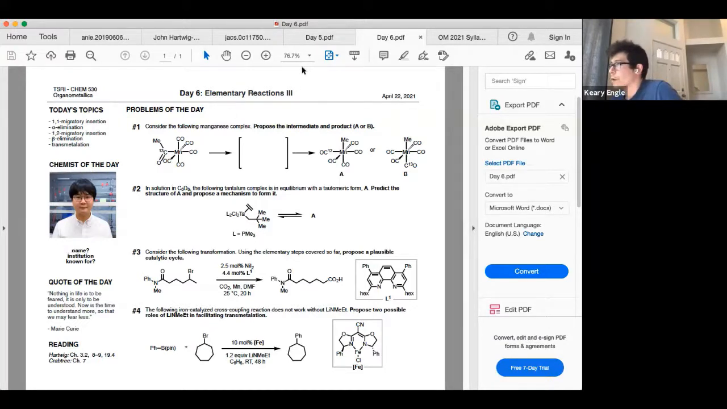All right, the overwhelming majority of people picked A, though that alone doesn't mean that it's right. So Tiffany, can you walk us through your thinking here, what the intermediate was, and then how that would lead to either A or B?